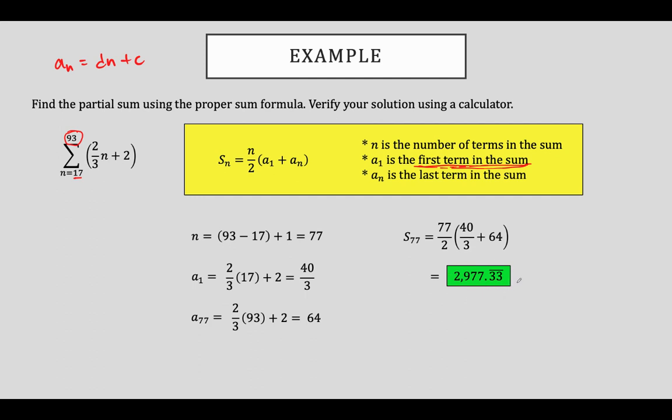2,977.33 repeating. Now, depending upon your calculator, if you've got a newer TI-84, you might be able to math frac this guy and get a nice fraction to work with, right? But this repeated decimal is sufficient.